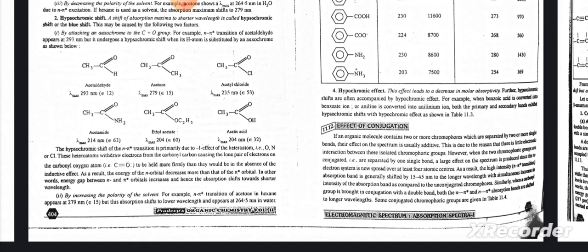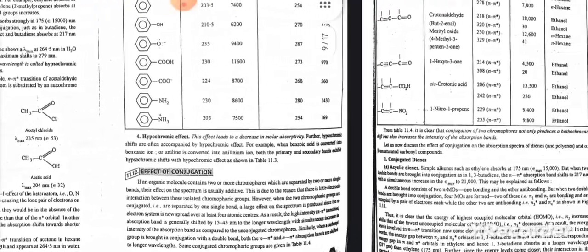By increasing the polarity of the solvent, for example, the n to pi star transition of acetone in hexane appears at 279 nanometer, but this absorption shifts to lower wavelength and appears at 264.5 nanometer in water.